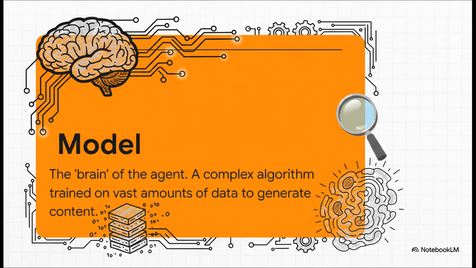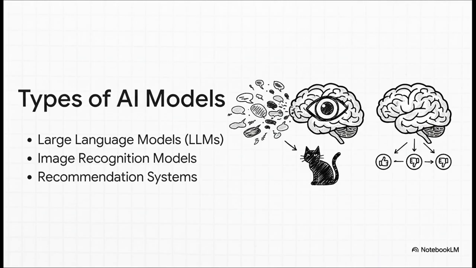putting inside our building. This is that complex algorithm, that neural network that's been trained on just an unbelievable amount of data. Its whole job is to recognize patterns and then generate brand new, original stuff based on what it's learned. And just like you'd hire different experts for different jobs on a construction site, there are different AI brains for different tasks. You've got your large language models, your LLMs, which are absolute masters of text.